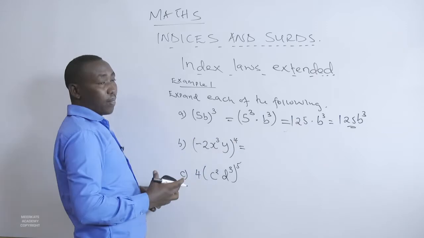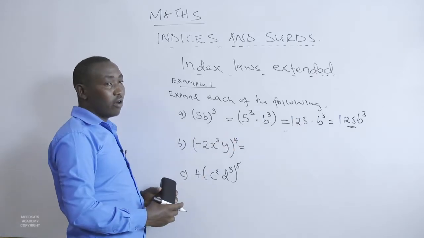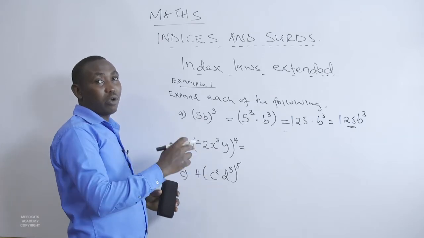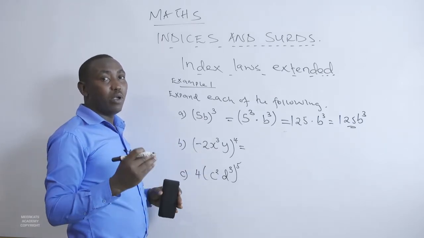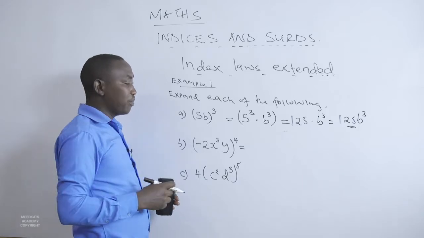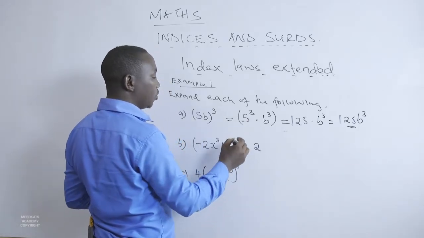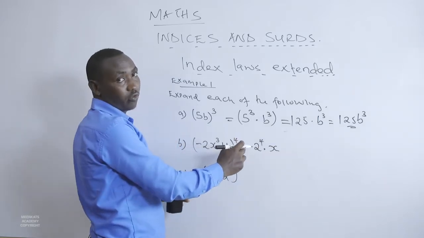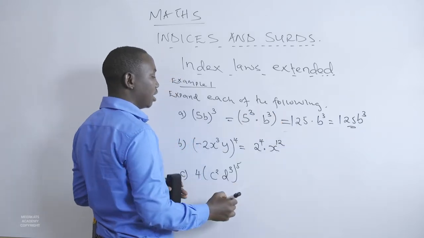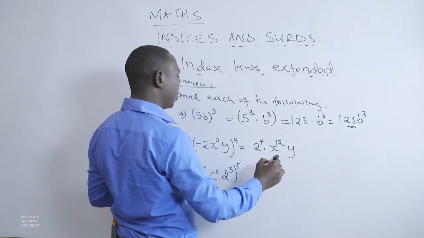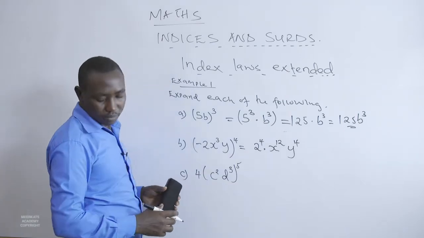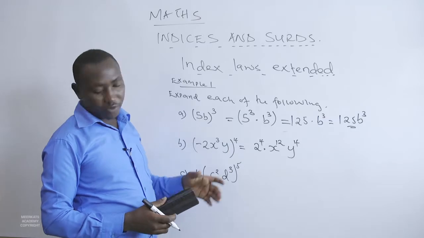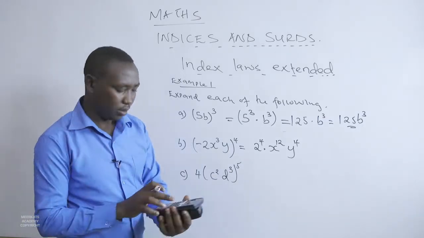Now we need to filter in the power, which is 4. But when you reach here, x raised to 3, you'll recall that this is a power of a power. And what happens to a power of a power? We multiply the powers together. So in this case, we're going to have 2 raised to the power of 4 multiplied by x raised to 3, again raised to 4. So we multiply the powers, which will give us 12, then y raised to the power of 4. Now when you get 2 to the power of 4, you'll get 32.